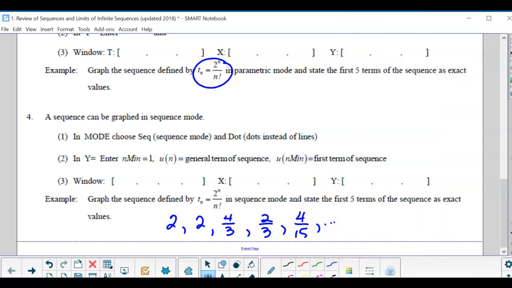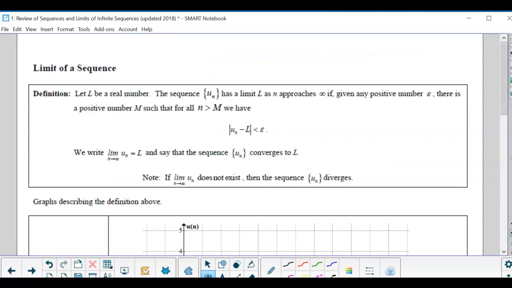All right. So now let's look at the limit of a sequence. It says let L be a real number. The sequence with those curly brackets u_n has a limit L as n approaches infinity if, given any positive number epsilon, there is a positive number M such that for all n greater than M, so basically term numbers bigger than M, the difference between the term value and the limit is less than epsilon.